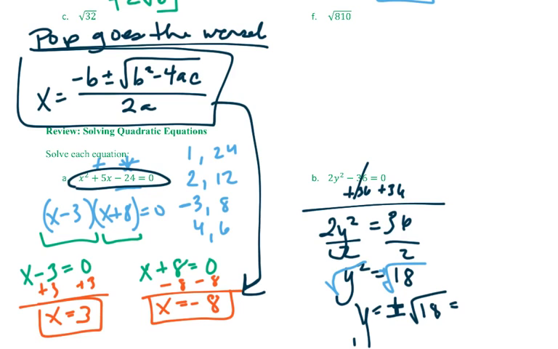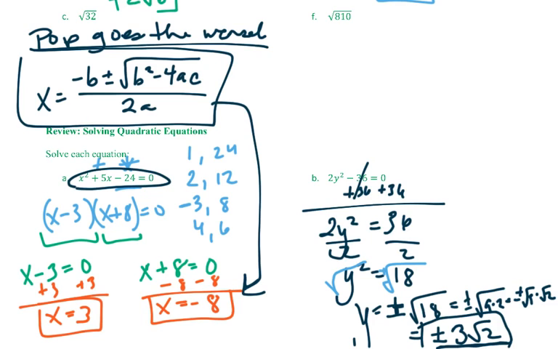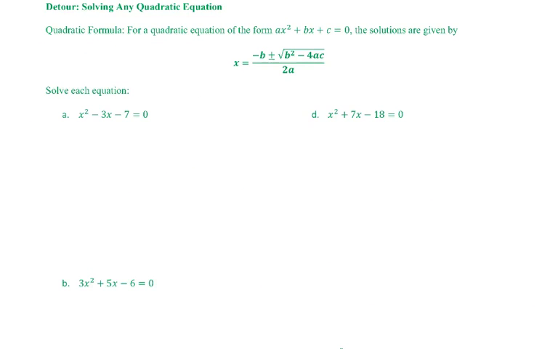But I can simplify that because I know that 18 can be rewritten as 9 times 2. So we get plus or minus the square root of 9 times the square root of 2, which equals plus or minus 3 square root of 2. So that's where simplifying radicals that we saw before comes into play when solving for zeros of quadratic functions or for polynomials.